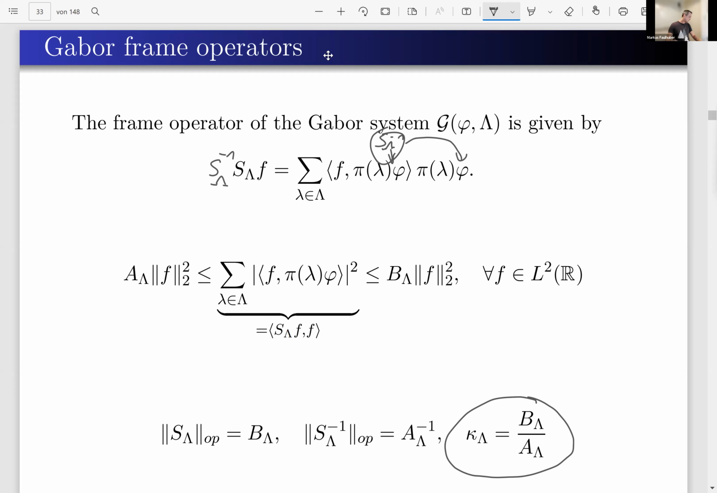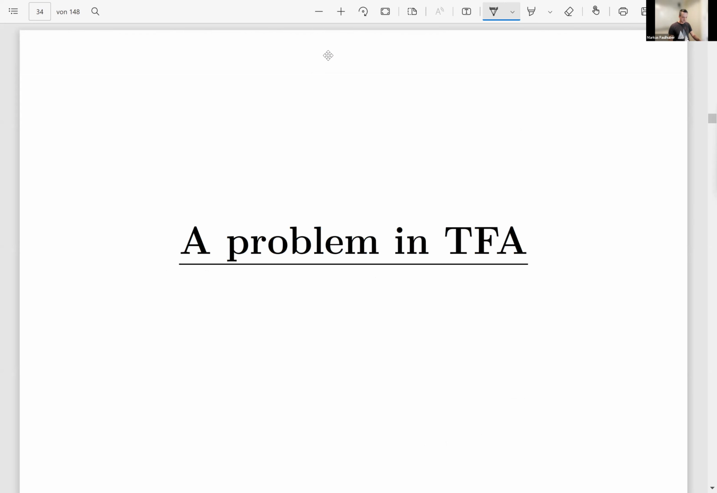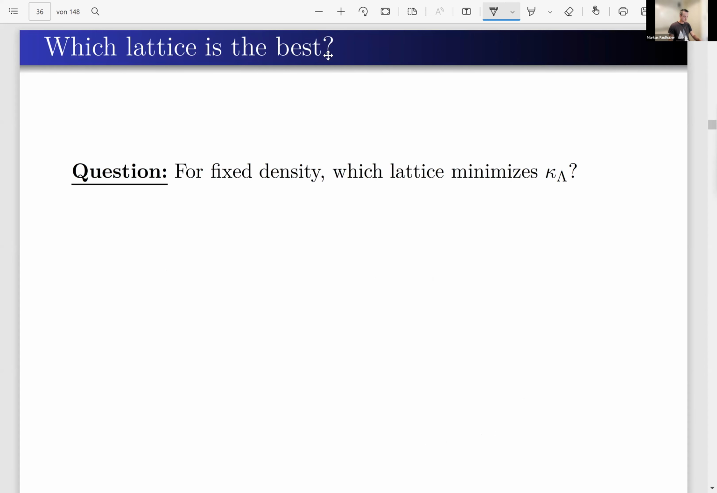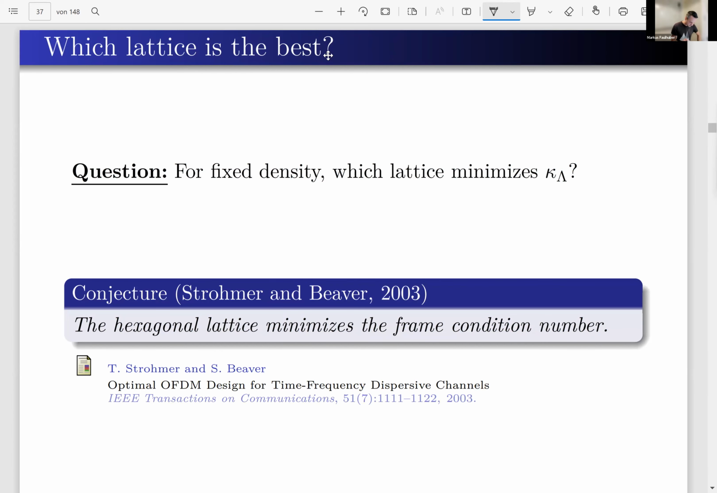And for numerical reconstruction and stuff like this, of course, it's always interesting to have a small condition number of such an operator. And that led to the conjecture of Strohmer and Beaver. Namely, they asked the question: which lattice is the best to minimize the condition number of the Gaussian Gabor frame operator? This paper is from 2003. Thomas actually mentioned the conjecture at an ESI workshop, I think, in 2001. So it has been more than 20 years old.